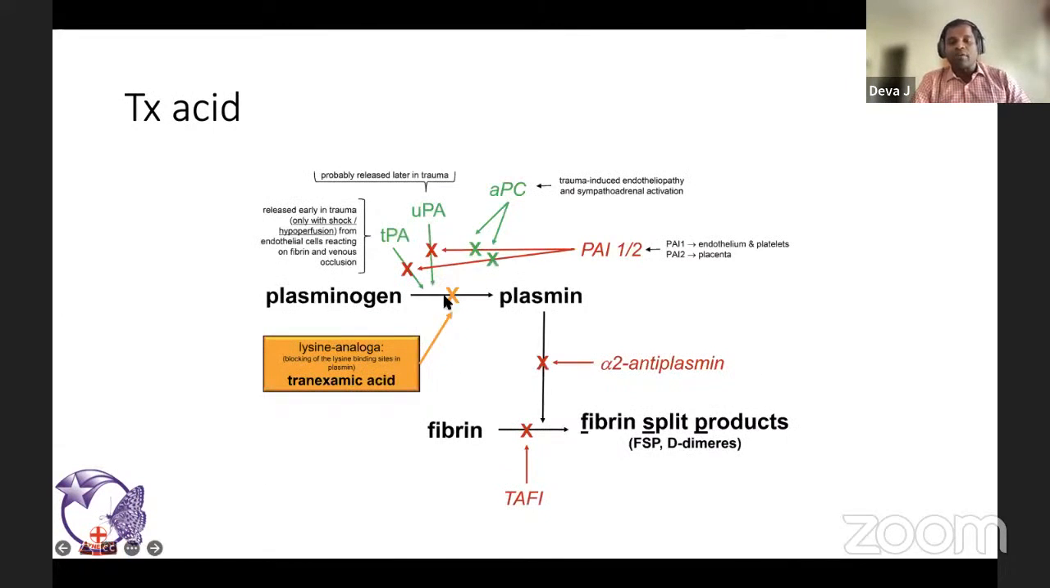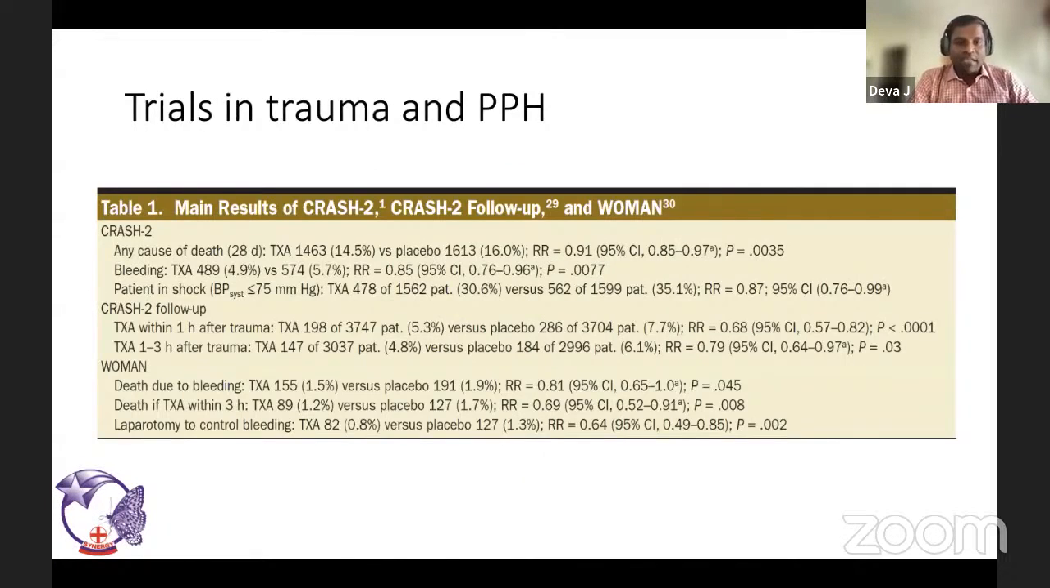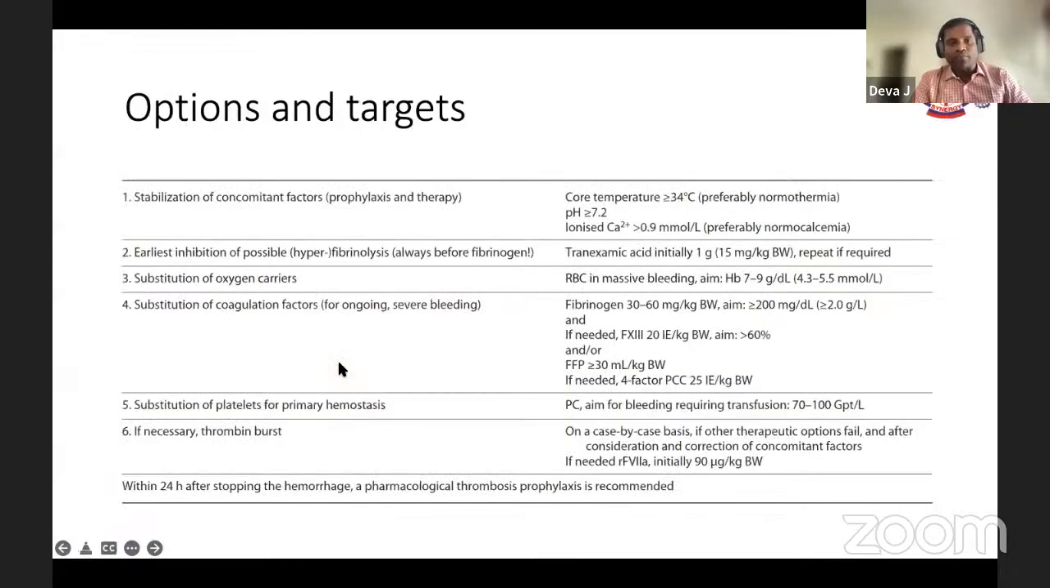It prevents the conversion of plasminogen to plasmin. Plasmin is important for fibrinolysis. So basically, it's an anti-fibrinolytic by preventing the conversion of plasminogen to plasmin. And these are the 3 trials that one would want to read about: CRASH-2 in traumatic brain injury, CRASH-2 follow-up, and the WOMAN trial, I'm sure all the anesthetists will know, for postpartum hemorrhage. Tranexamic acid is very useful, right? So what are my targets?